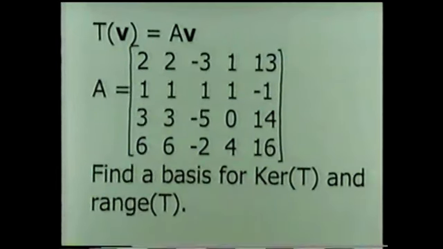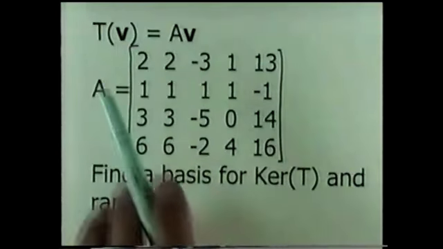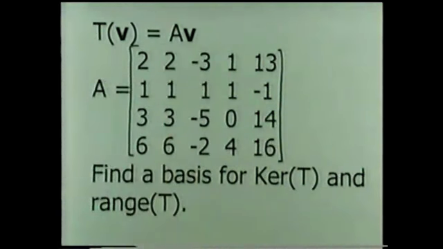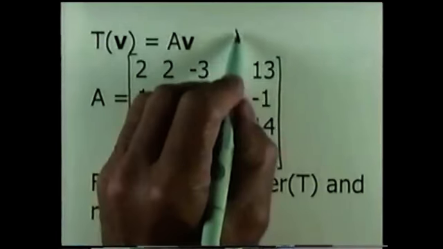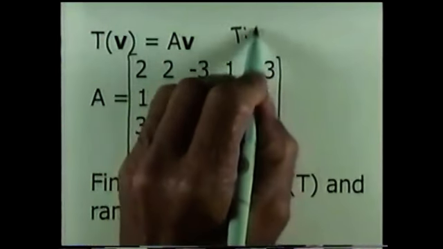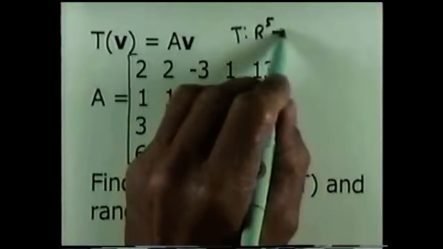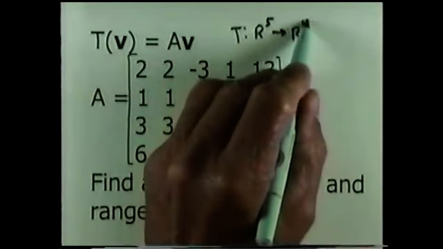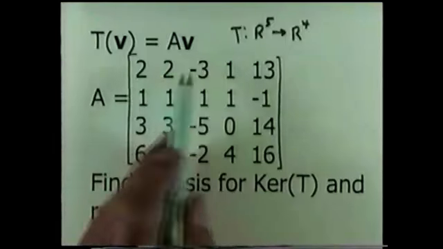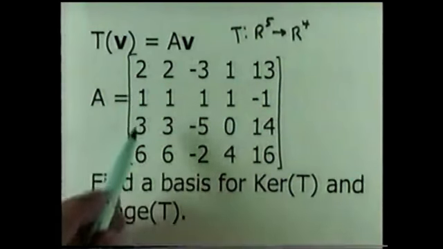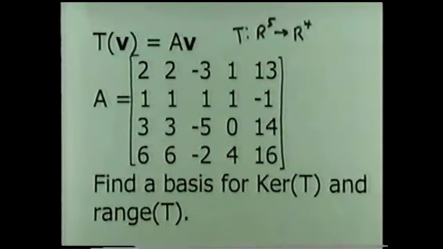Let's do another example. And this time we're going to use Derive. So T of v equals Av, and notice that T is mapping 5-space into 4-space: 5 columns, 4 rows. So we want to find the basis for the kernel of T and the range of T.